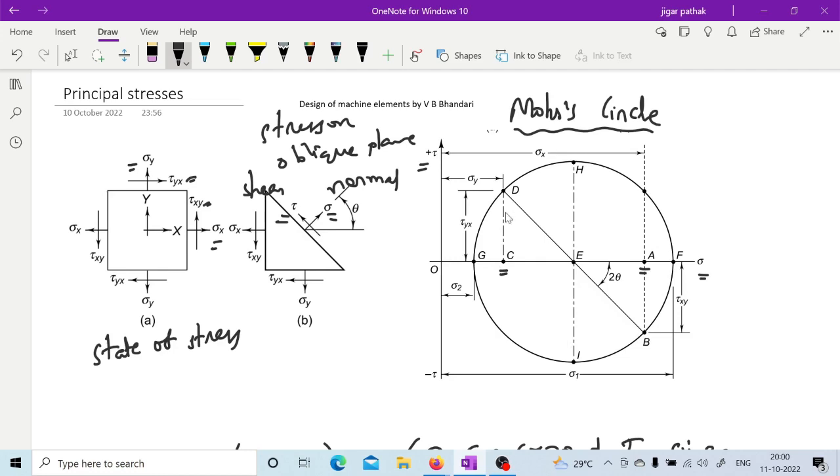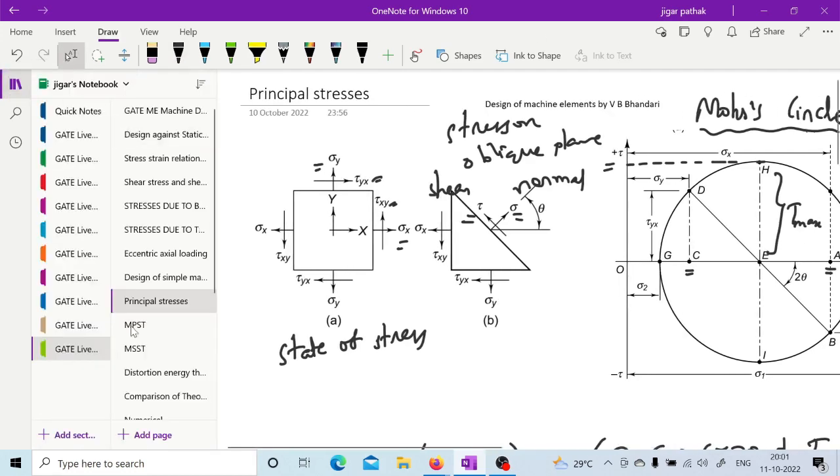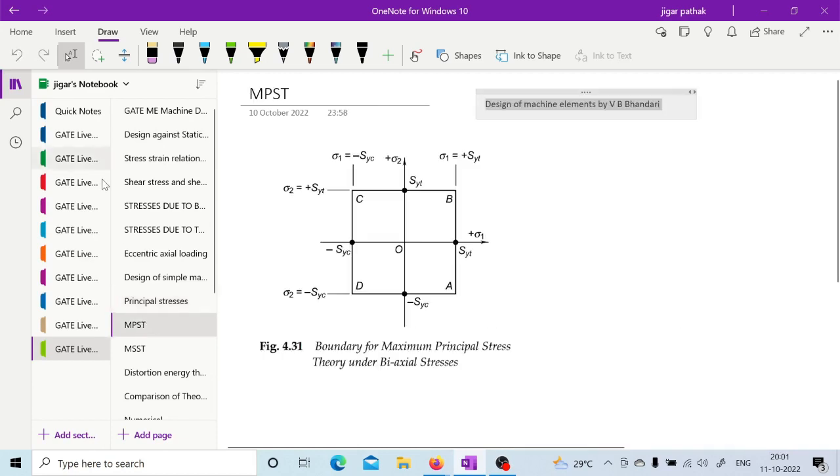Once you do that, you will have the maximum and minimum normal stresses on that particular axis of normal stress, the sigma 1 and sigma 2. Similarly, you will have the maximum shear stress like this. This EH is your maximum shear stress. So like this you can construct the Mohr circle. Once you are done with this, then we can go for the next topic.